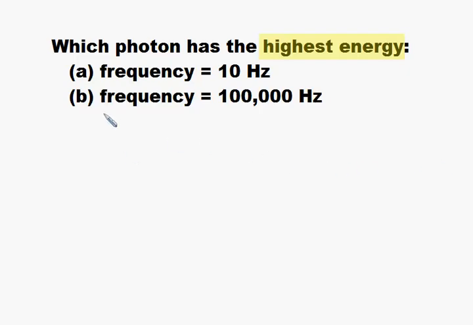A question might be something like this: which photon has the highest energy? I give you a photon with a frequency of 10 hertz and another photon with a frequency of 100,000 hertz. Since we're talking about energy, this is where you need the equation: energy equals Planck's constant times the frequency. You're not actually plugging in numbers or using a calculator, you're just using arrows to figure out what's going on.